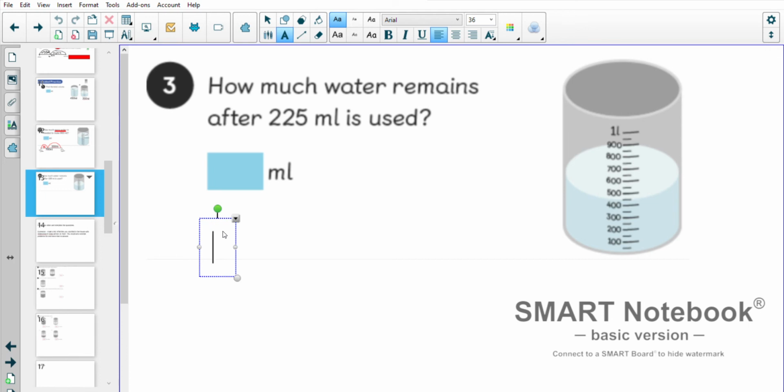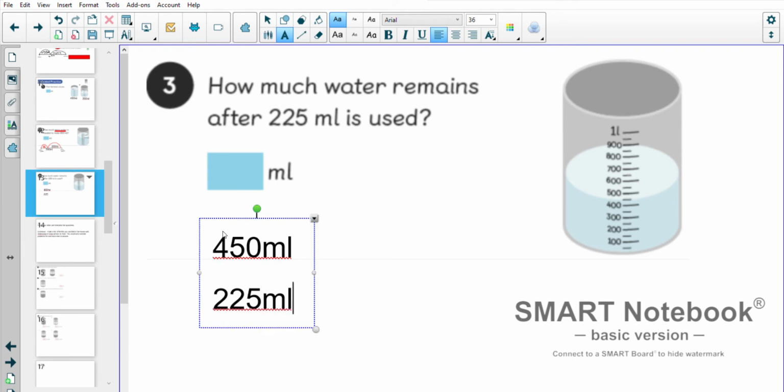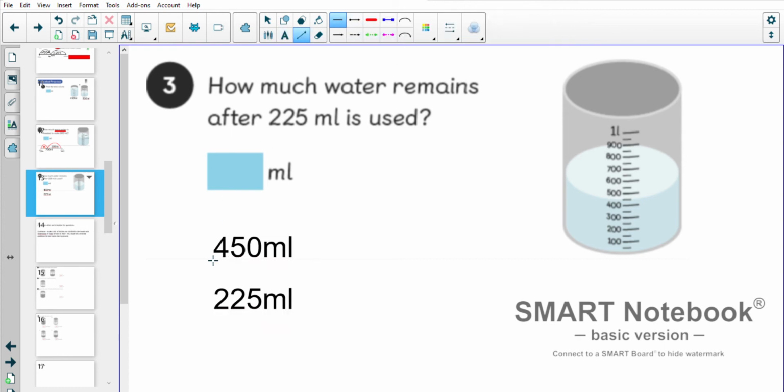My starting position is in between 400 and 500, so it's 450 millilitres, and I'm using it, I'm getting rid of it, so I'm going to take away 225 millilitres. And there's different ways you can do this. I might add on from 225. I might just use the method we did last week, a formal method of subtraction. So I'm just going to do that and hopefully it will line up.